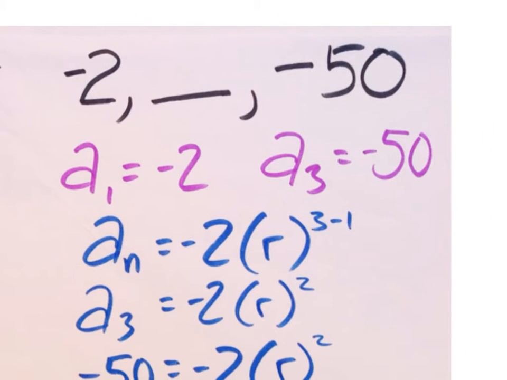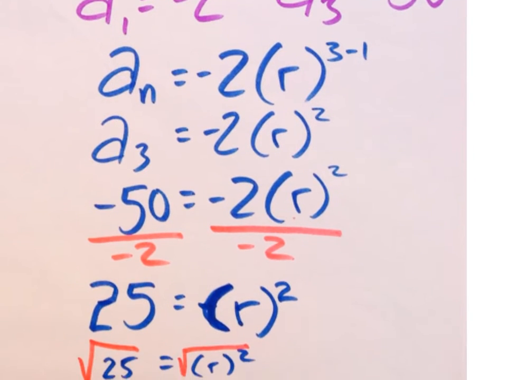So let's jump right in. We don't know the second term, but we do know what the explicit equation formula is, so we can start plugging information in. Let's say instead of a sub n, we're going to be using a sub 3, which we know is negative 50. So we can write a sub 3 equals negative 2. Why negative 2? Well, that's the first term. We don't need to figure out what the first term is because that's given. We don't know what the ratio is, but we are going to raise it to the power of 2 because n minus 1, 3 minus 1, of course, is 2.